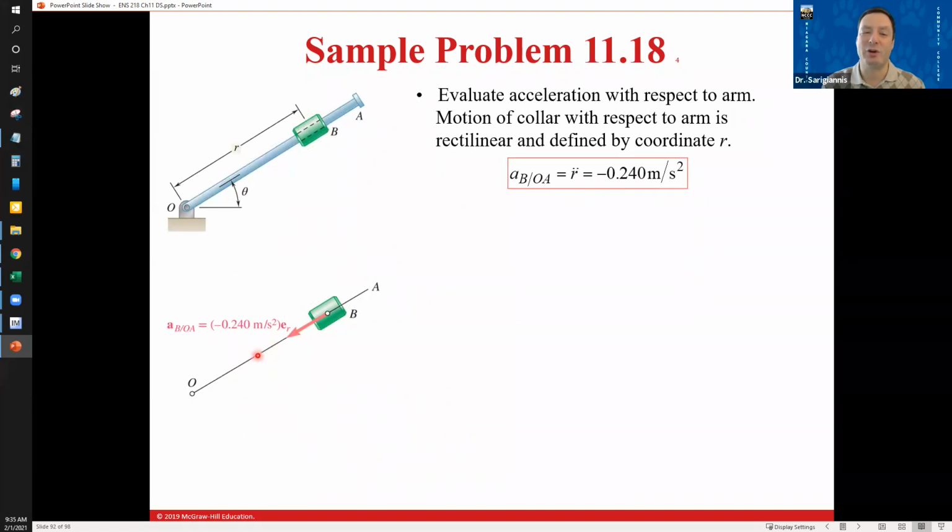And that makes sense, right? If you were standing on this rod, you're standing on this ladder and something's accelerating towards you, and this thing's moving, right? Well, as far as you're concerned, this thing's accelerating toward you just in this direction. You don't care about these other components. You're standing on this rod, and that thing's accelerating towards you at 0.24 meters per second squared along the negative radial direction.